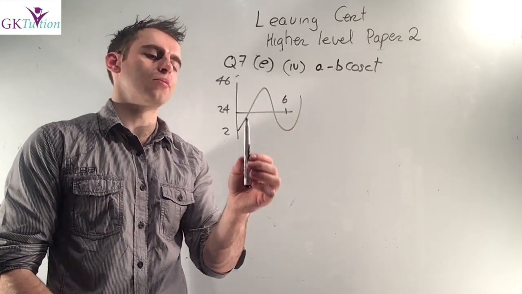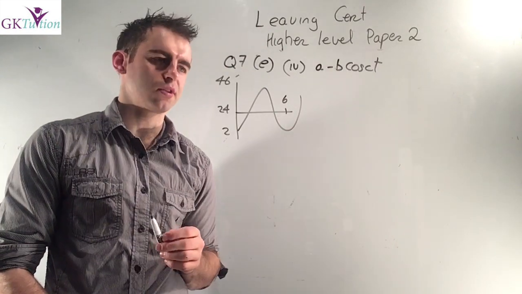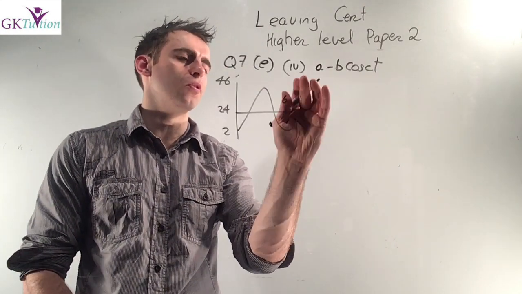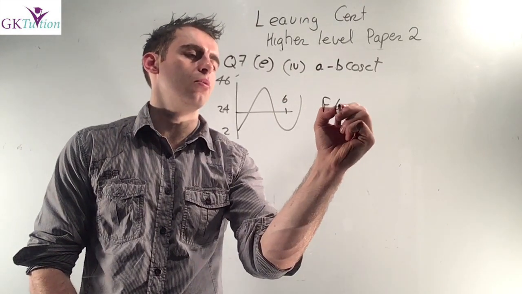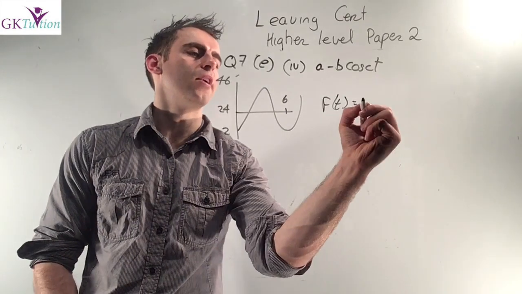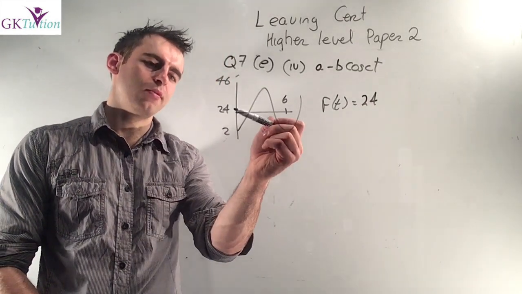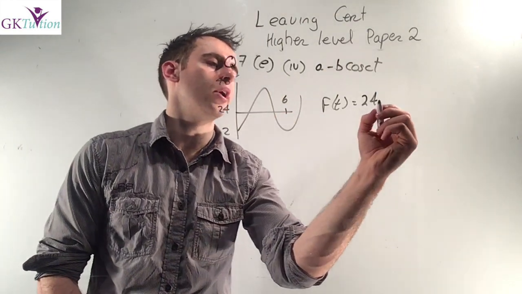In part E, you should recognize that you're starting at the bottom, which means it's the 4th diagram, it's a minus cos graph, and now you're asked to write this function f of t. So you need to remember that A is your midline. We've already identified our midline as 24. And B is the amplitude. We've already identified the amplitude as 22.